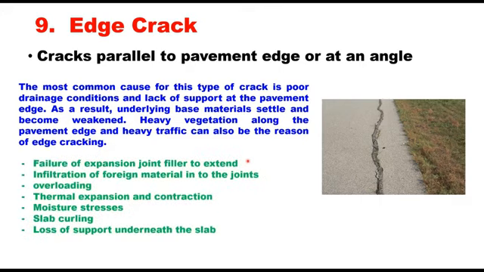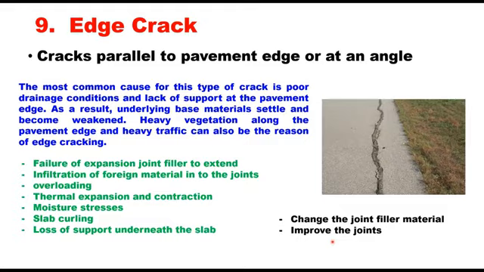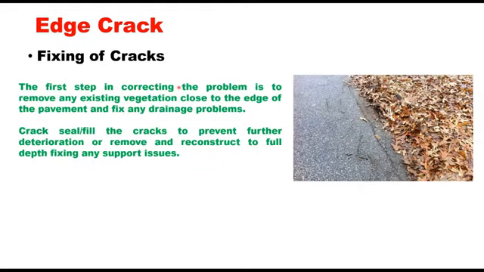The most prominent reasons for edge cracking are failure of expansion joint filler to expand, infiltration of foreign materials into the joint, overloading of the pavement, thermal expansion and contraction, moisture stresses, slab curling, and loss of support underneath the slab. Change the joint filler material. If it is because of failure of expansion joint filler, then it is better to change the joint filler material and improve the joint.